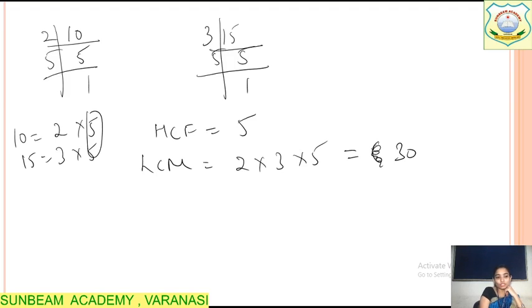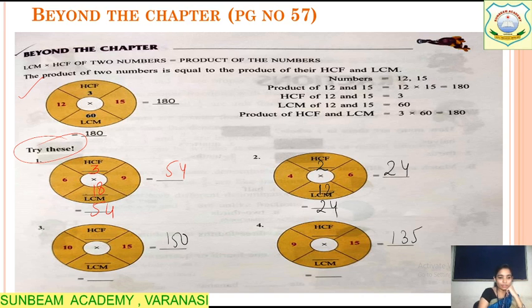Okay, so let's write down. Got it? 2 3s are 6, 6 5s are 30. We have to write directly answer. LCM we have got, HCF we have got. Okay, now write down the answer here. So HCF was 5 and LCM was 30. So 5 3s are 150. Here 5 and 30, we need to multiply. That is 150.